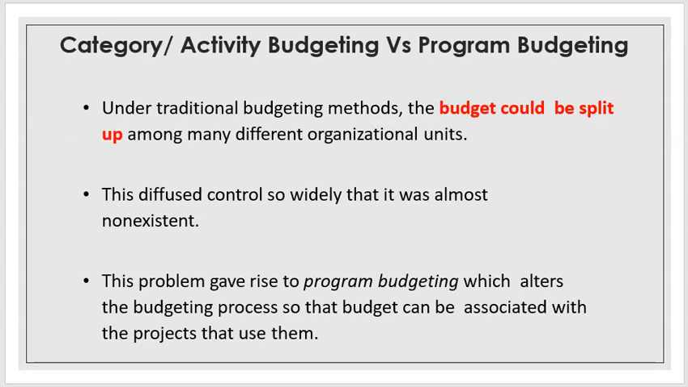So we look into traditional budgeting methods. The budgets are split up among many different organizational units, because it is based on activities. Because of that, the project manager or top management have less control of the budget because budgets are being split up. Due to this problem, program budgets were developed to alter the process, whereby budgets are not assigned to activities but budgets are assigned to the programs.